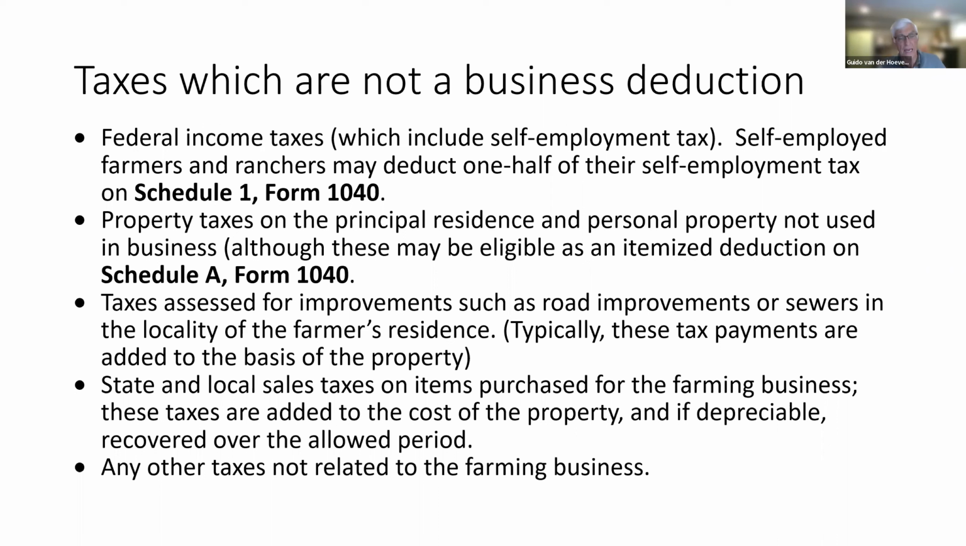State and local sales taxes on items purchased for the farming business. These are going to be added to the cost of the property. And then if depreciable, they're going to be taken over time, or using bonus depreciation, you go ahead and take them in the first year. And then any other taxes not related to the farming business.